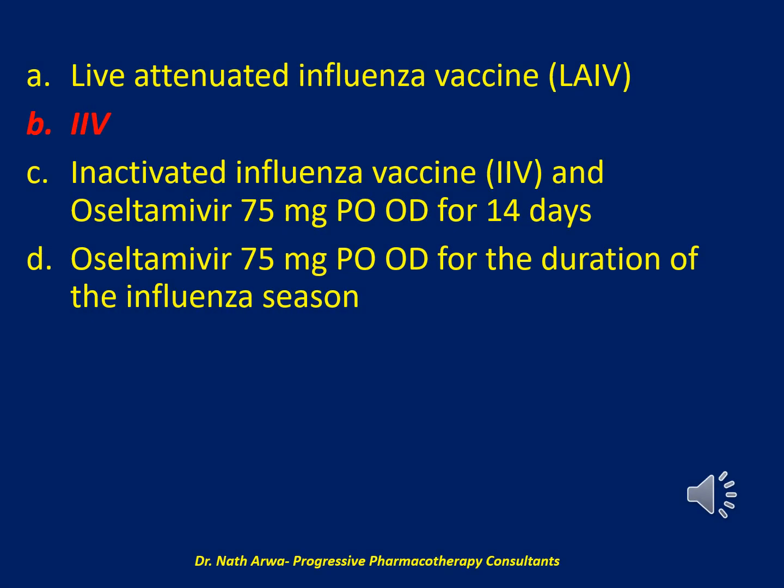And the correct answer is B. Inactivated influenza vaccine, abbreviated as IIV. Vaccination is the most effective method for preventing influenza. That makes answer D incorrect. The inactivated vaccine is preferred for this patient because he is a transplant recipient. That makes answer B correct and answer A incorrect.